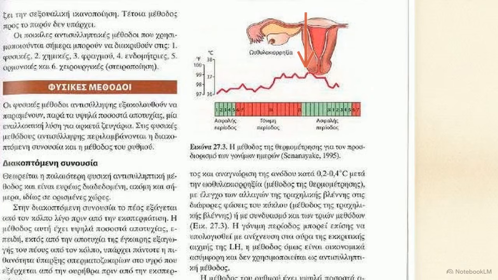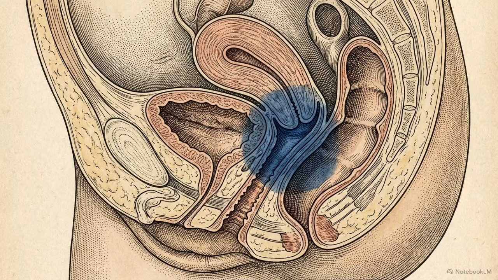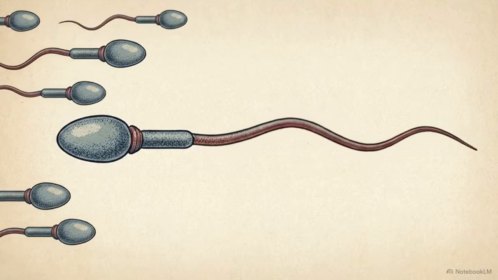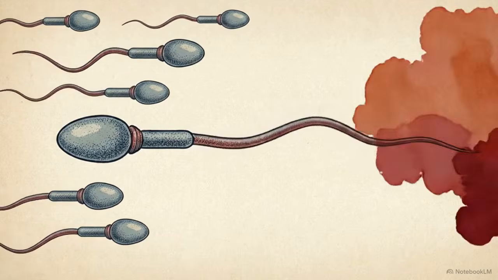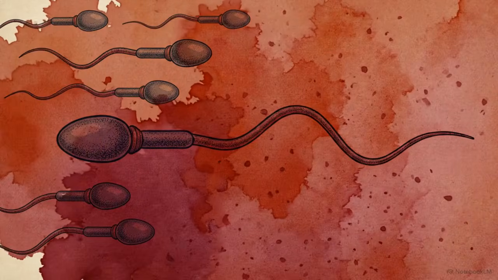Moving to chemical interventions, spermicides utilize targeted agents like nonoxynol 9 or octoxinol. These are applied directly to the vaginal vault prior to intercourse. These compounds function through direct cytotoxicity. They induce rapid immobilization and structural destruction of the spermatozoa before the cells can navigate through the cervical os.